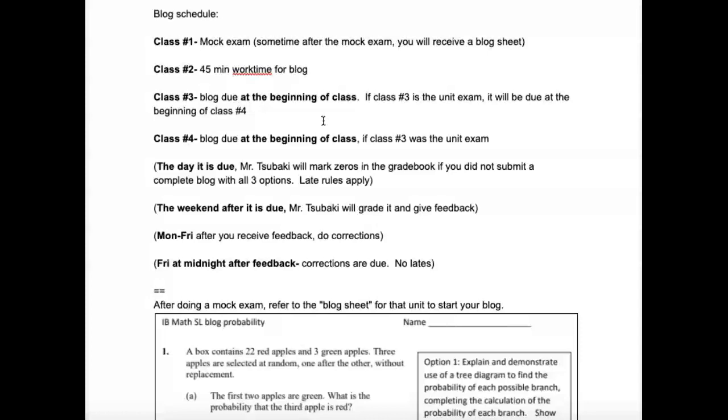Let's say that class number 3 is your exam. Then I don't want to make it due on the day of the exam. So if class number 3 is the exam, then the blog would be due at the beginning of class number 4 instead. Okay? So those are the rules I use to do the sequence of blog due dates and things like that.